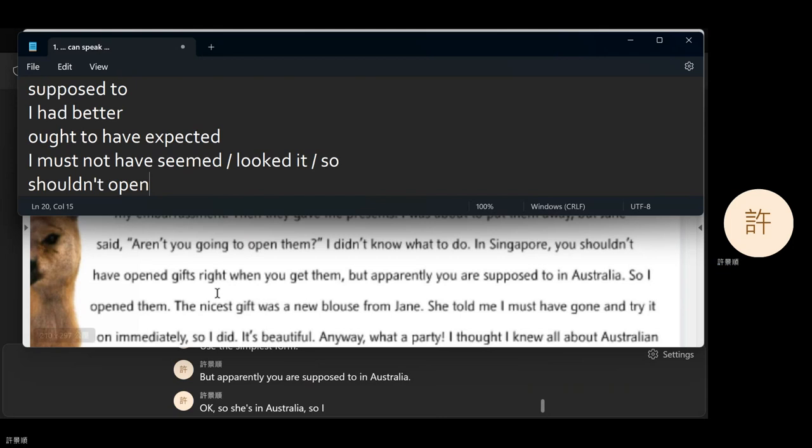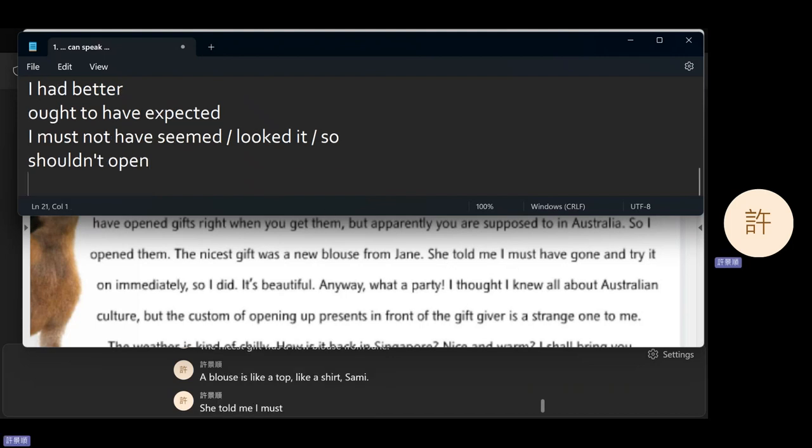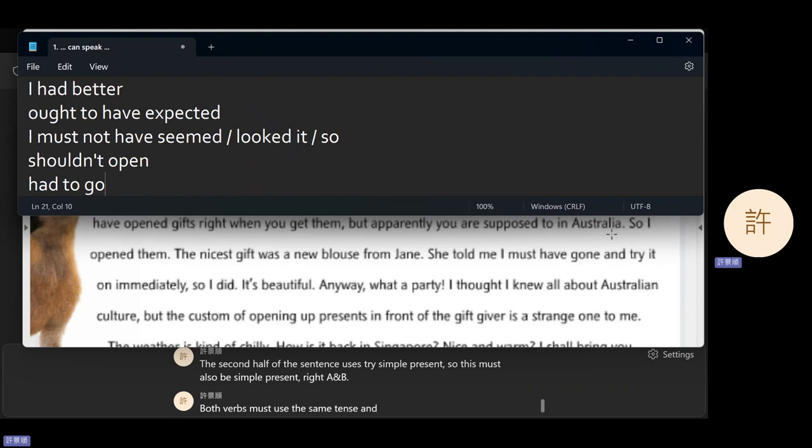So I opened them. The nicest gift was a new blouse from Jane. A blouse is like a top, like a shirt, 上衣. She told me I must... Okay. I had to go and try it on immediately. So I did. The answer is also part of the sentence. The second half of the sentence uses try, simple present. So this must also be simple present, right? A and B, both verbs, must use the same tense and aspect. So I must go and try.